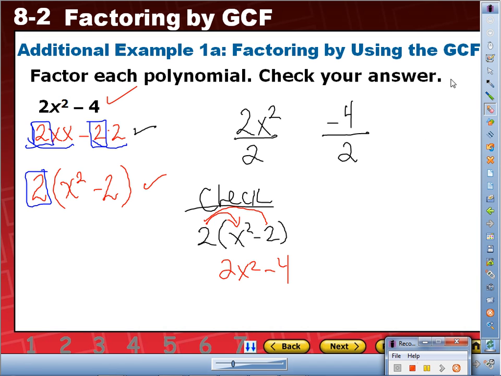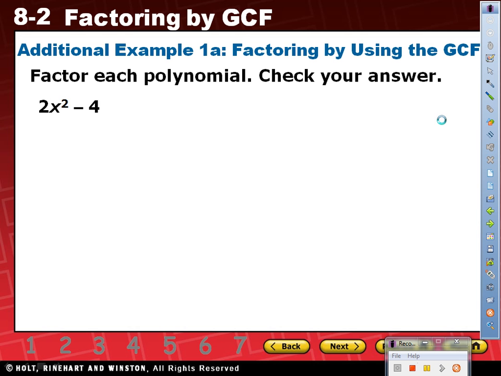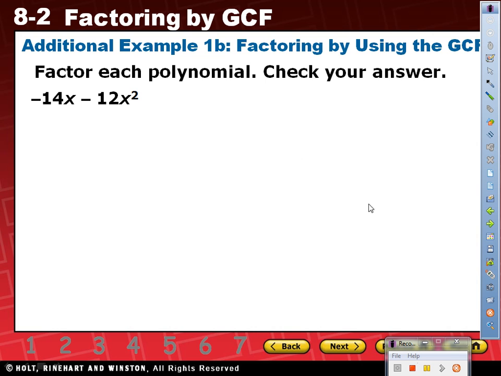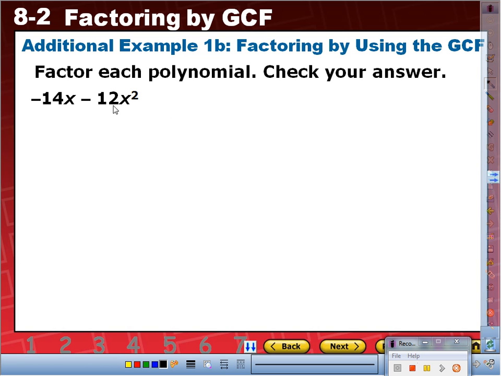Okay, copy this next one down, example 1B. You don't have to copy the instructions anymore, you already have them. Example 1B says, factor each polynomial, check your answer. We got negative 14x minus 12x squared. Okay, let's do this one together.